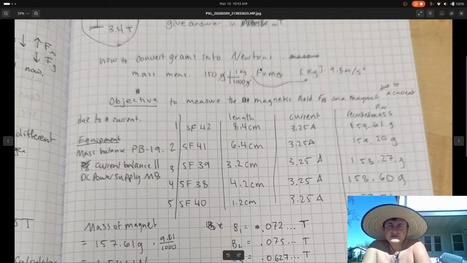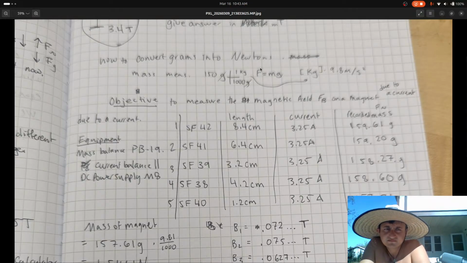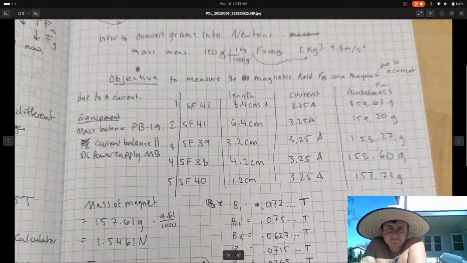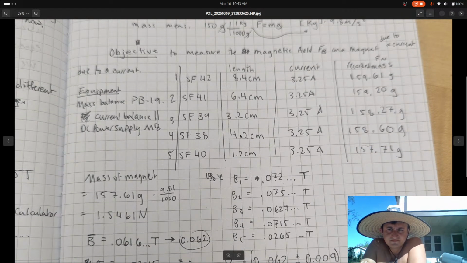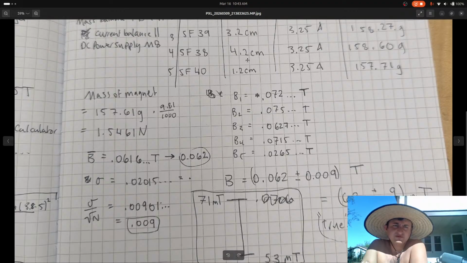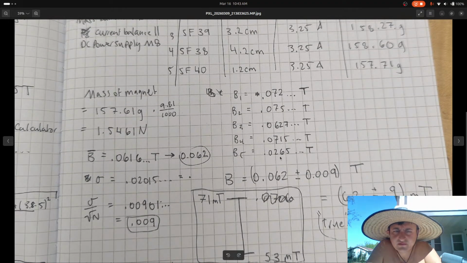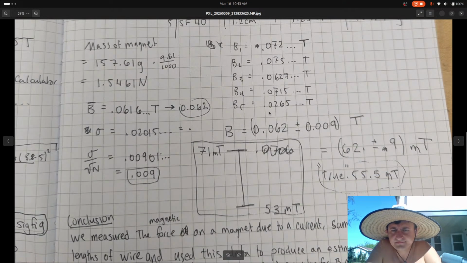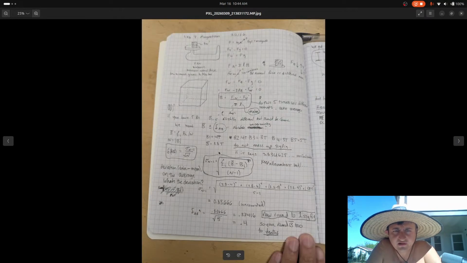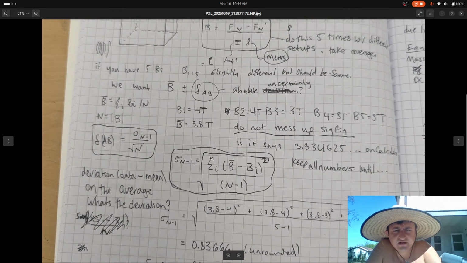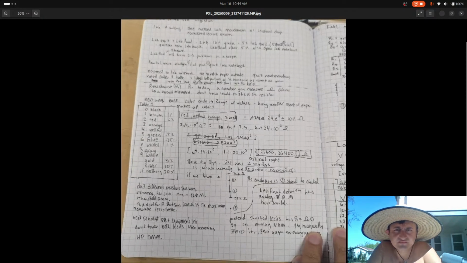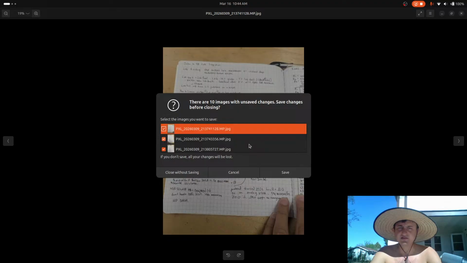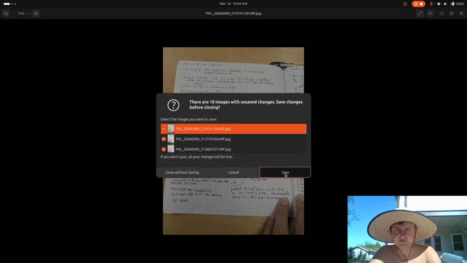How to convert grams into newtons. I did this in Julia. I did this hella quickly, so. Anyways, the error bar thing is the standard deviation over the square root of the number of samples. Okay, all right, we did it. Let's go back to save.